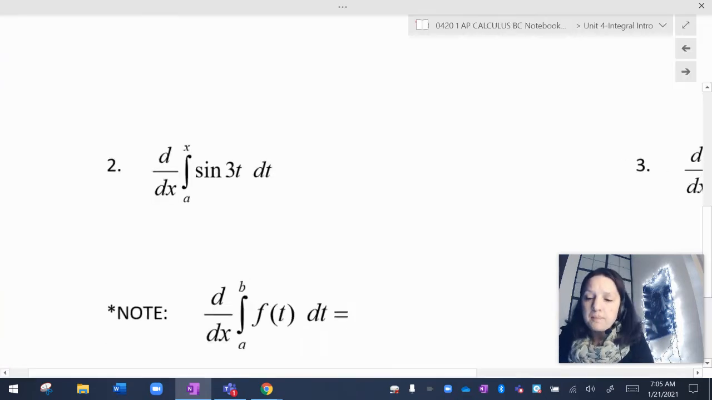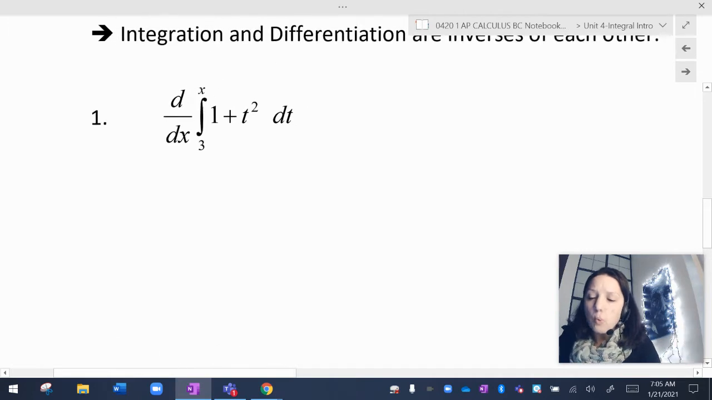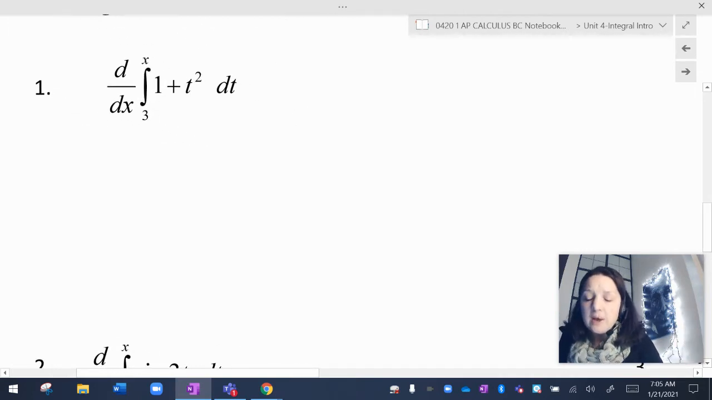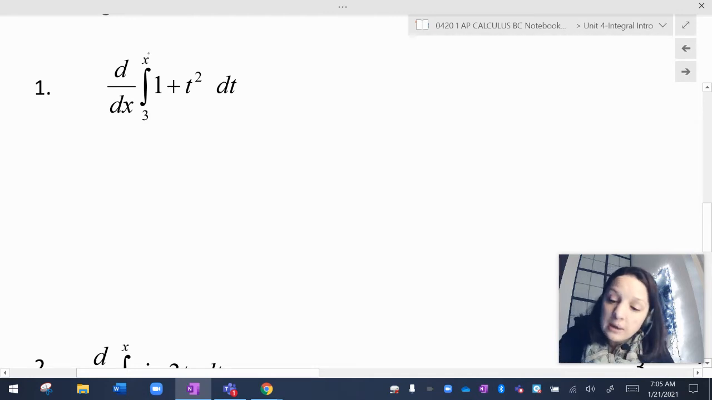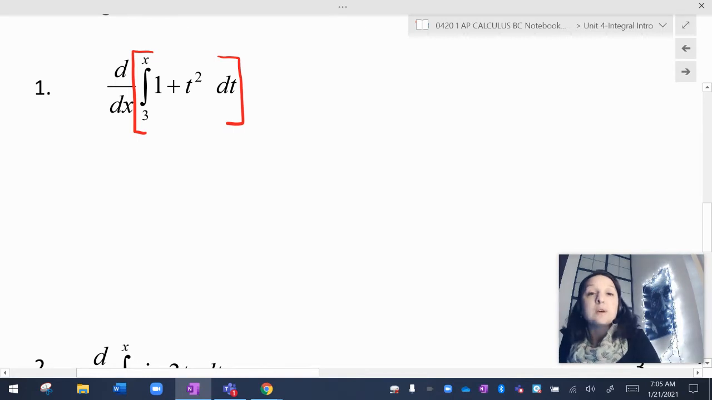So let's do that. Number one here says, what if you were going to take d dx of the integral from 3 to x of 1 plus t squared dt? Well, there's an implied bracket here that says do this first. If I want to evaluate a definite integral, an integral with limits of integration, I would take the antiderivative, plug in the bounds, and subtract. So I'm going to do that.